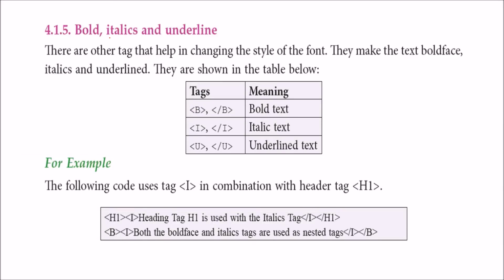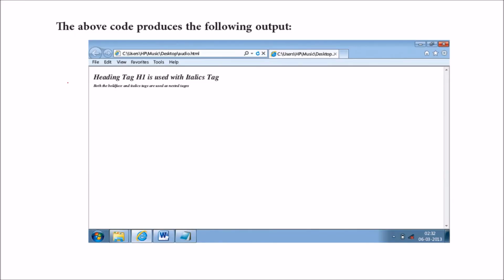Now you can do bold, italics and underline. To do bold, use B, for italic use I, and U for underline. You can do it like this. You can start with a heading and say italic. This content will become italic. This one is italic inside, but it is outside bold, so it will be bold and italic. You see, these are the results: bold, italic, and the previous one.